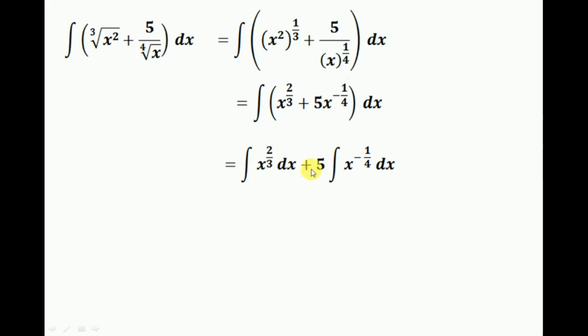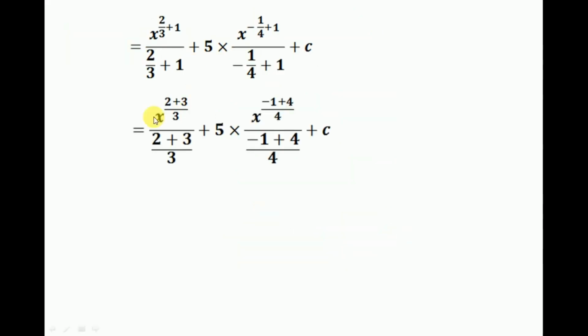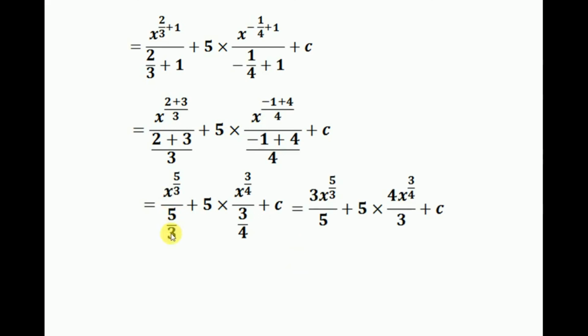Now this 5 is a constant, it will come out of the integration. Integration of x to the power 2 by 3 is x to the power 2 by 3 plus 1 divided by 2 by 3 plus 1, plus 5 into integration of this part, which is x to the power minus 1 by 4 plus 1 divided by minus 1 by 4 plus 1, plus c. I'm writing only one constant, because if I write c1 and c2 also, I have to add them at the end. Next step, I'll simplify this now. After this, I'll take this 3 and 4 into the numerator. So the final answer will look like this.